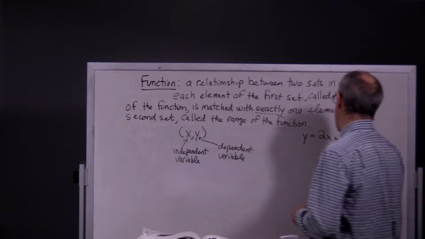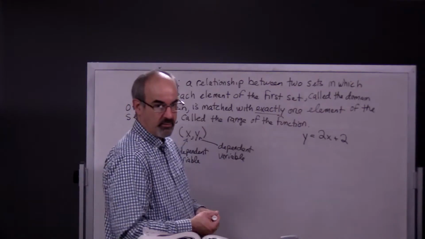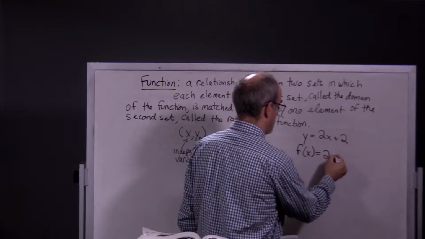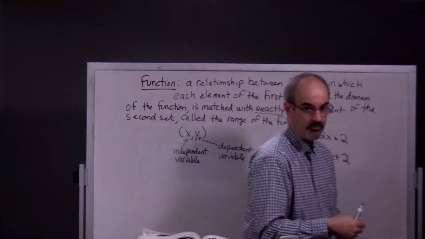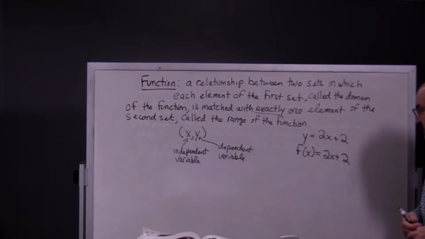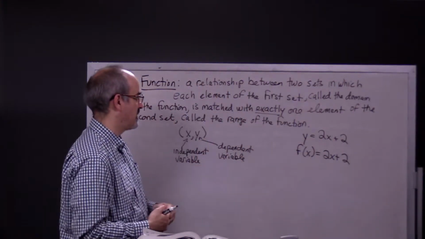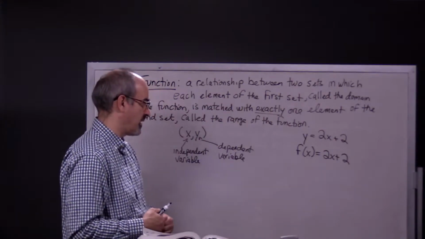So that's one way to write it. You could also write it like this. That just means that y is a function of x. Okay. What this means is that for every x I pick, you're going to get exactly one y. That's what this definition means. Each element of the first set is matched with exactly one element of the second set.